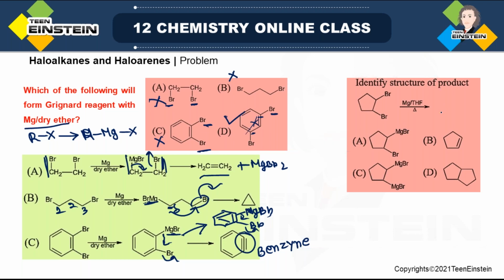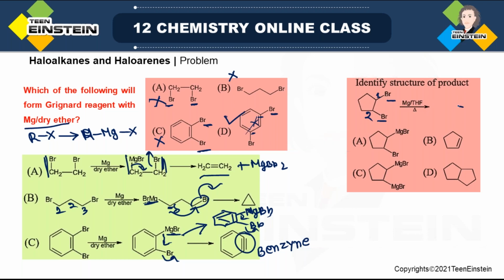Identify structure of product. So this question, the second question, you can find some similarity with the previous one. Okay, here also you have started with 2 halogen in the same molecule. They are at 1 and 2 position, so they are at ideal position for elimination, right? You are treating it with Mg and THF.